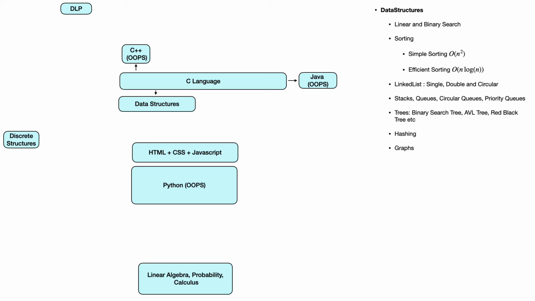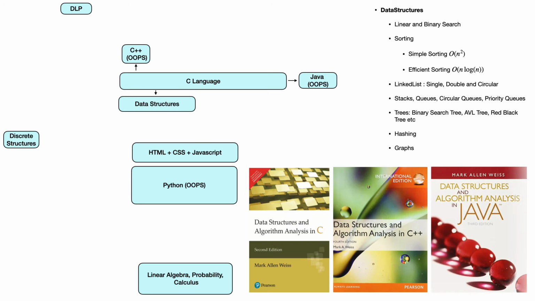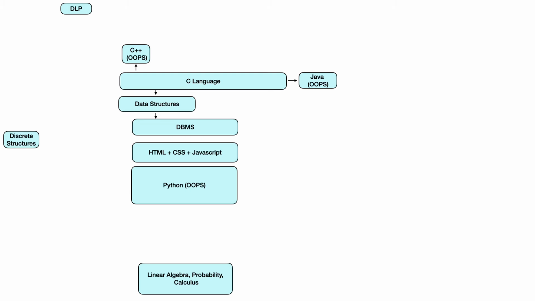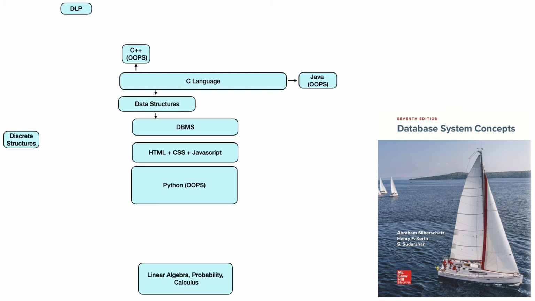Trees are considered hierarchical data structures. And so this is the overview of what we study in the data structures course. Some of the standard references for data structures are from Mark Allen Weiss. He has written books in C++ and Java. And then we have DBMS, which is database management systems, where we study all the database-related concepts.